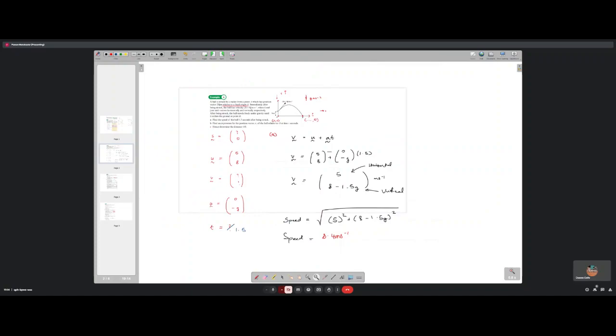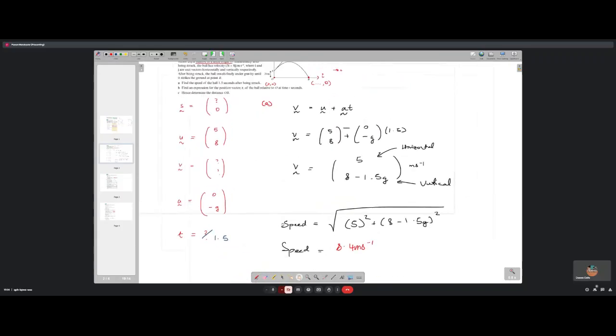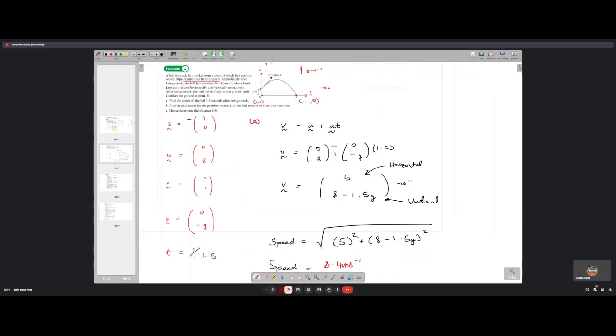And then for part B, they say find an expression for the position vector r of the ball relative to O at time t seconds. So this is really just talking about S in this case. When they say this position vector r, remember r and S are essentially the same thing. What was the thing I was mentioning last week? I think I said something like r is equal to S minus S naught or something like that. I wouldn't worry about that too much. We'll correct that in a second.